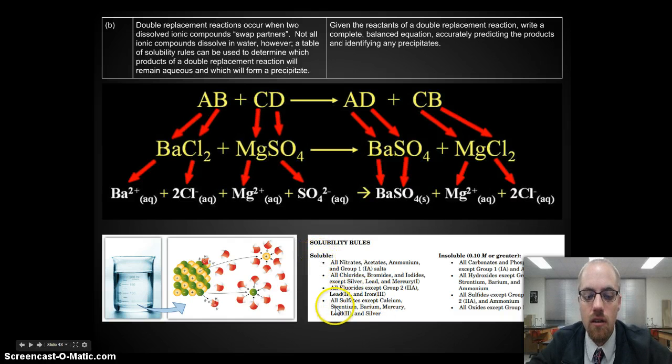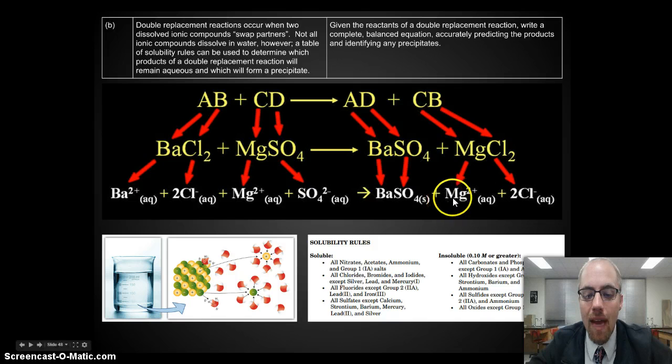They fall under the soluble category, which means they dissolve, except for when they're bonded to calcium, strontium, barium, mercury, lead 2, and silver. Now in this case, the sulfate is bonded to barium, which means it will no longer be soluble. It will actually be insoluble. It will not dissolve, and it will form a solid. And we call that solid a precipitate. Okay, that solid will settle to the bottom of your solution and not dissolve.